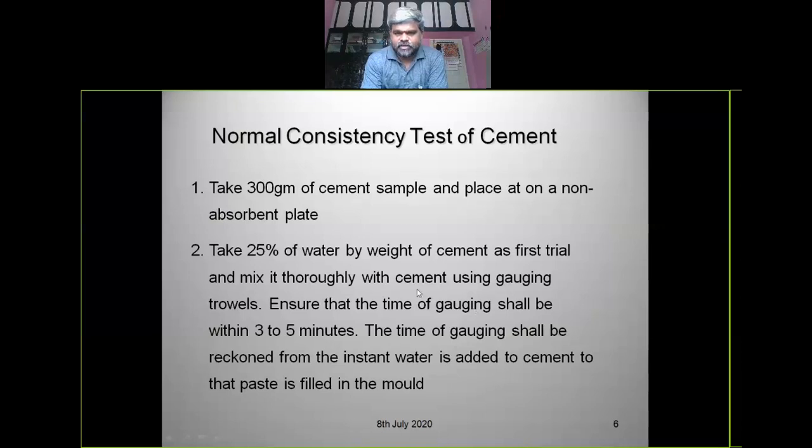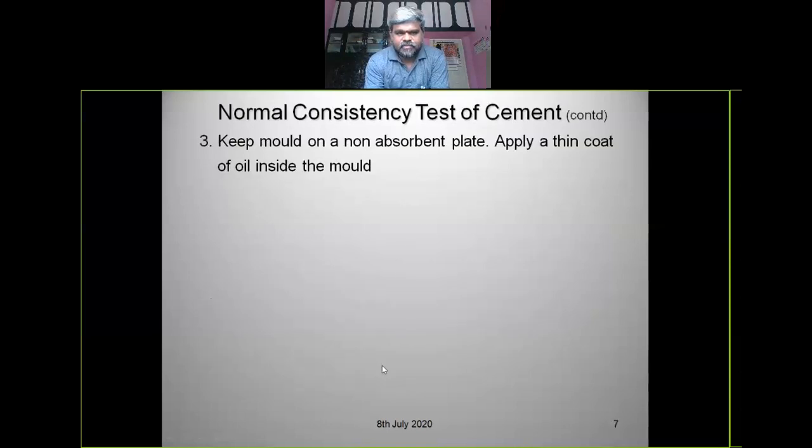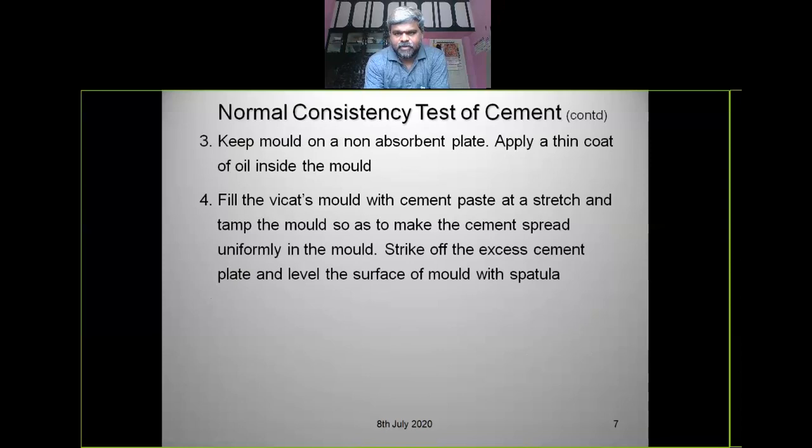Mix it thoroughly into a cement paste using gauging trowels. Ensure that the time of gauging is 3 to 5 minutes. The time of gauging is reckoned from the instant water is added to the cement until the paste is filled in the mold. Keep the mold on a non-absorbent plate. Apply a thin coat of oil inside the mold to avoid sticking to the corners and edges of the mold. Fill the Vicat mold with the cement paste and tamp the mold so as to make the paste spread uniformly in the mold.